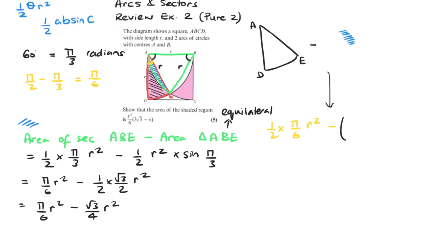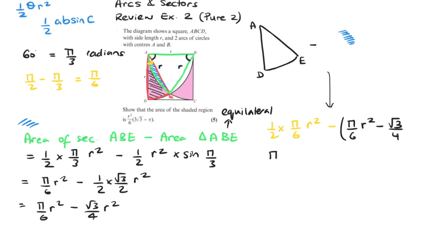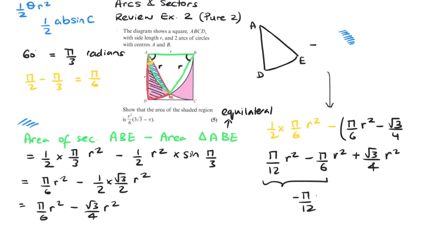So I'm going to put that down here in brackets, and my next step will be to expand the brackets. So I'm going to have pi over 12 r squared minus pi over 6 r squared plus root 3 over 4 r squared. Now in the equation required I have to have a 6 outside, but that's for the entire area. So I'm going to simplify this, and this will give me minus pi over 12 r squared plus root 3 over 4 r squared.